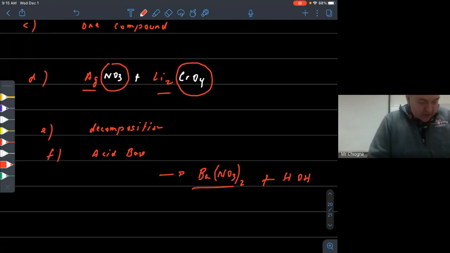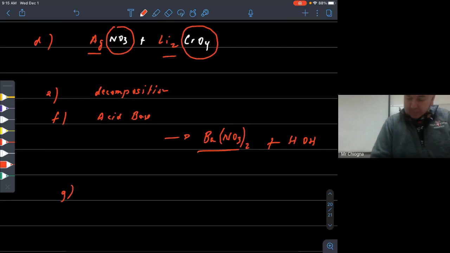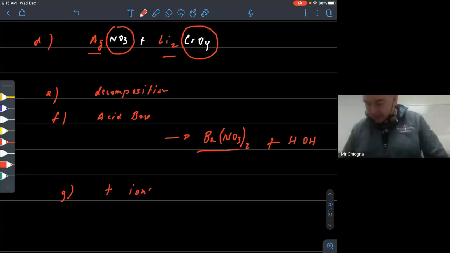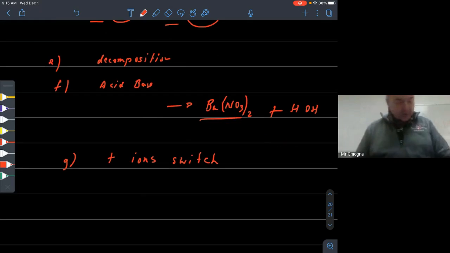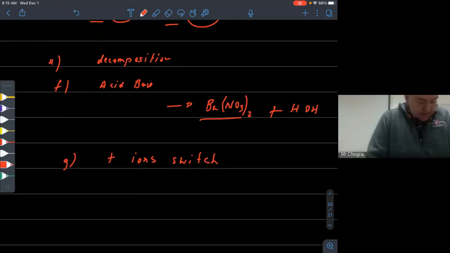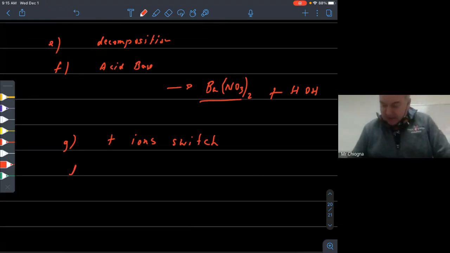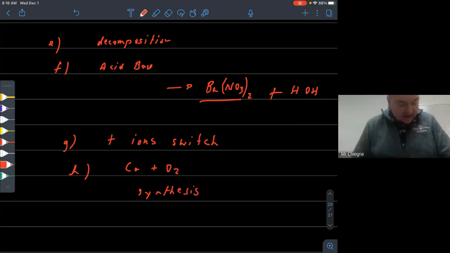Okay, G is single replacement. The Zn is going to trade places with the H. The positive ions switch places. G, positive ions switch. I just put switch, but you know what I mean by that, switch places. H is synthesis. They come together to form, well, that's your clue. Synthesis. They come together to form one compound. Let's see if you can get that.